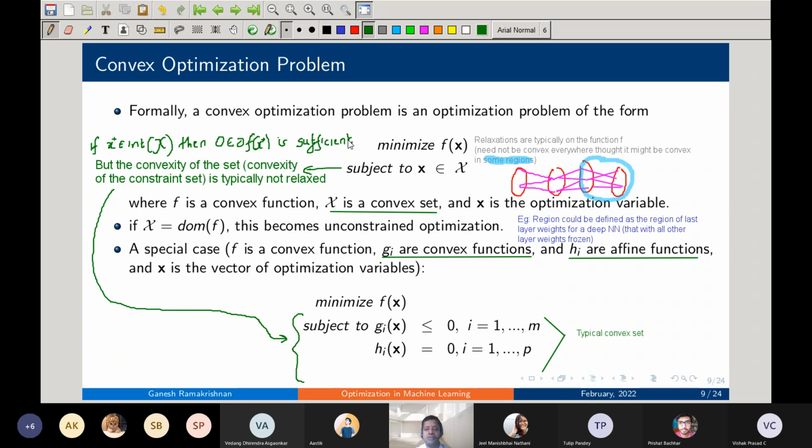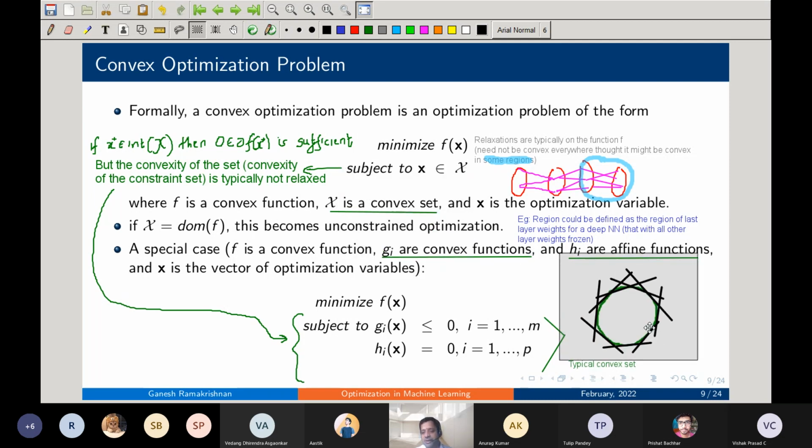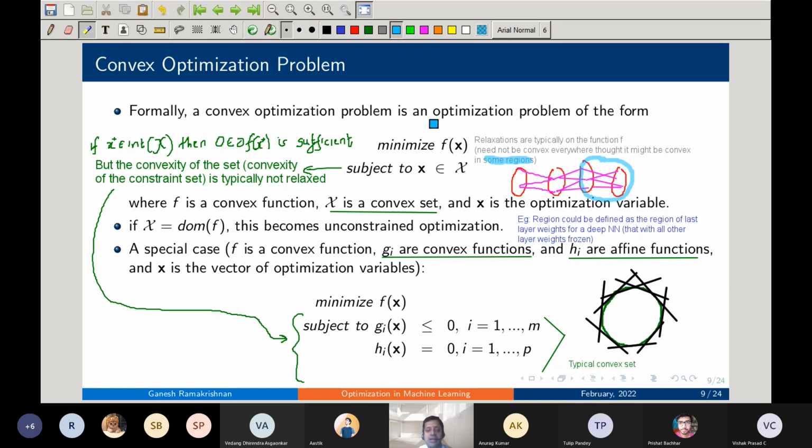But the issue is what happens when you're dealing with something on the boundary. So let's try and visualize this. When we say typically convex set, what does it look like? When I say something is less than or equal to 0, you could visualize this whole thing as an intersection of half spaces. Even a simple example here: each of these is like saying less than or equal to 0, so each of these black curves gives you a green region.